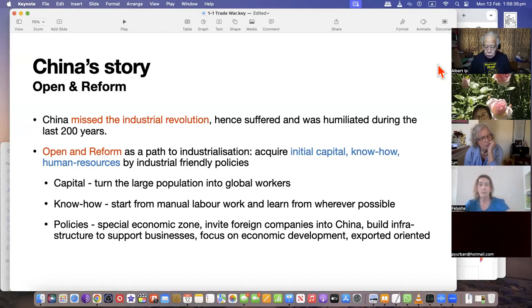The other part is, of course, know-how. The world has been developing for the past 200 years. China is behind, well behind by 300 years. What can we do? Well, learn. Learn from the basics. Learn from everything possible. So China started learning through initially manual labor and then progressively moved upwards.